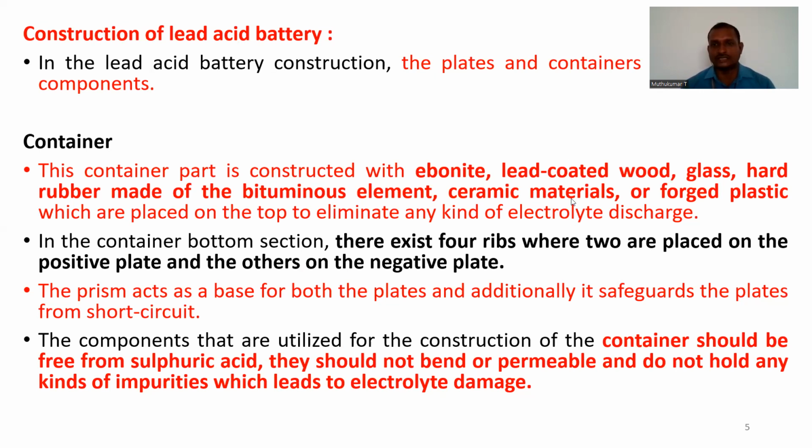It is made of ebonite, lead-coated wood, glass, hard rubber, bituminous material, ceramic material, or molded plastic. These are placed on the top part of the battery to eliminate any kind of electrolyte discharge, since the electrolyte is available at the bottom side. Four ribs are available at the top of the container, two placed for the positive plates and two for the negative plates. The prism acts as a base for both plates, and additionally it safeguards the plates from short circuit.